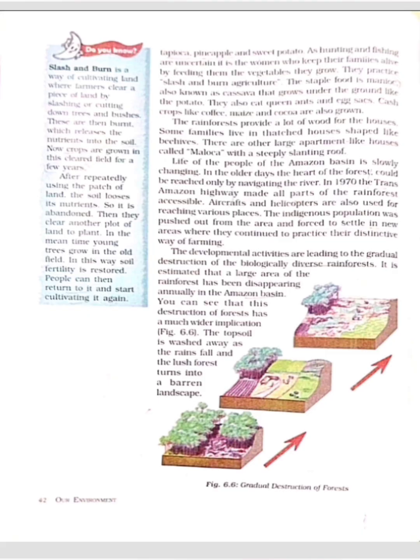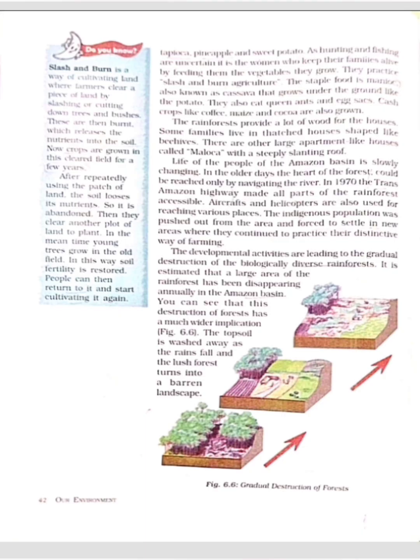They also eat quail, ants, and eggs. Cash crops like rice, maize, and coca are also grown. The rainforest provides a lot of wood for the houses, and their houses are made mainly of wood. Some families live in thatched houses, especially like beehives. These are large apartment-like houses with steep slanting roofs. You know about beehives, where small compartments are present in the structure, and the houses of the rainforest people of the Amazon basin resemble that.